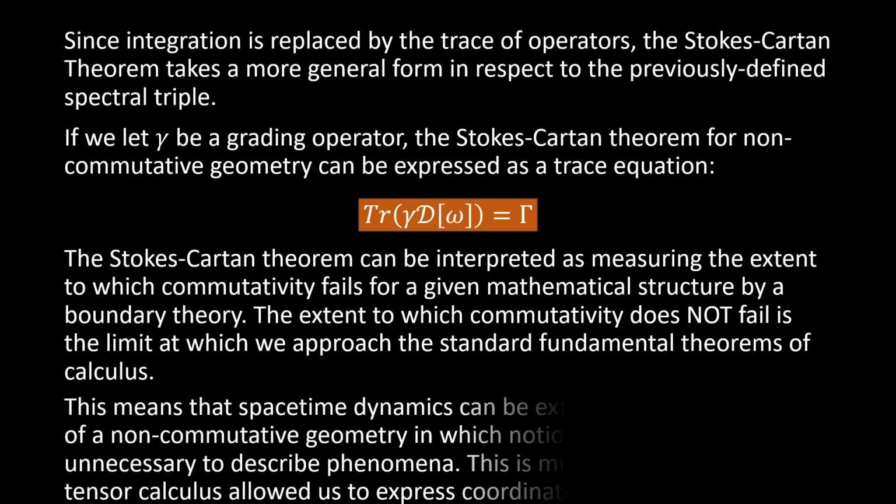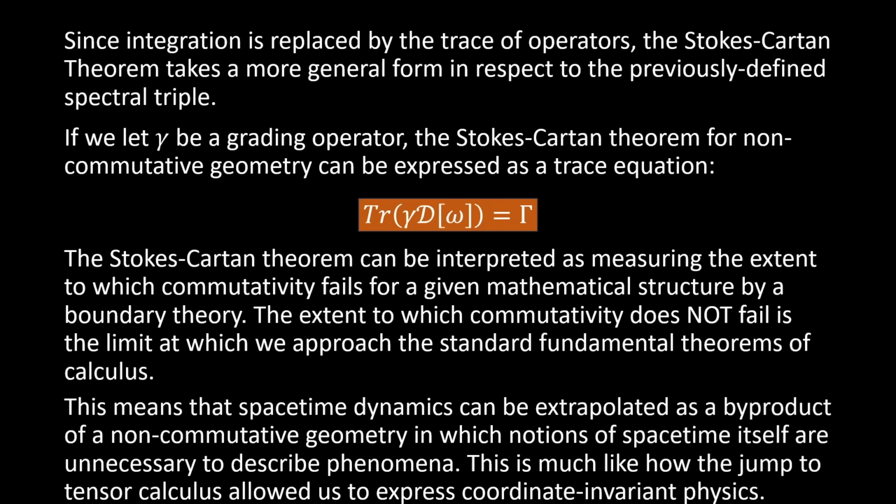This means that space-time dynamics as well can be extrapolated as a byproduct of a non-commutative geometry, in which notions of space-time itself are unnecessary to describe phenomena. This is much like how the jump to tensor calculus allowed us to express coordinate invariant physics.